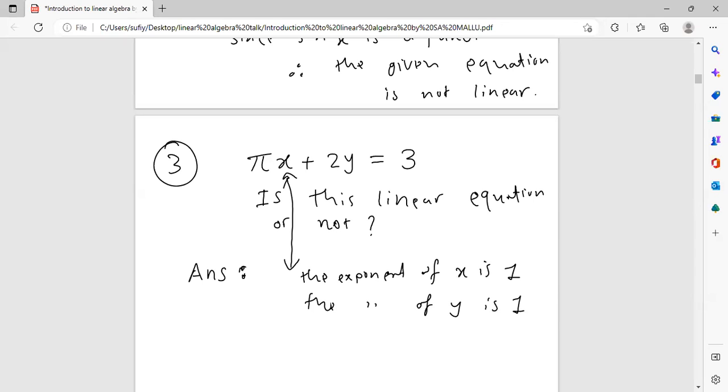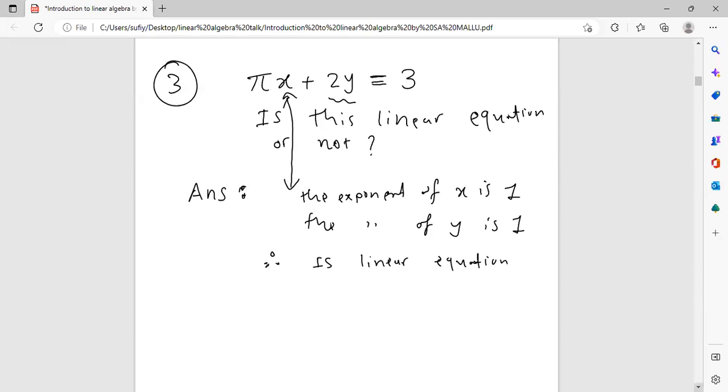the power is 1, right? Plus in the second term we have y, which is also a variable. It has an exponent 1 together with being multiplied by some constant which is 2, and we say this equals some constant k which is 3 in this case. So therefore this is a linear equation. Okay, it is a linear equation.